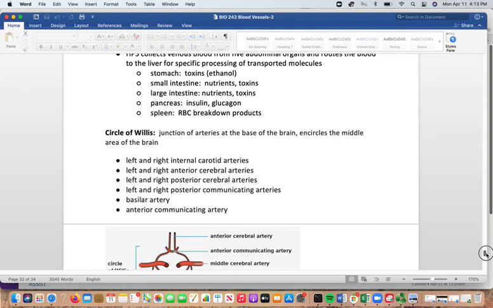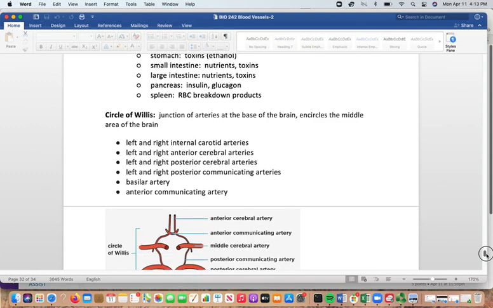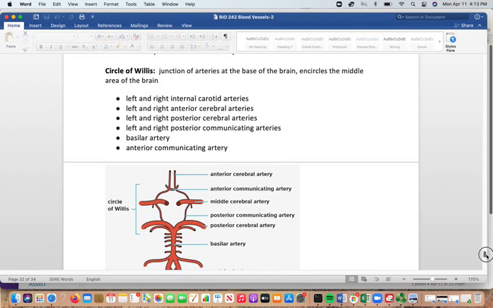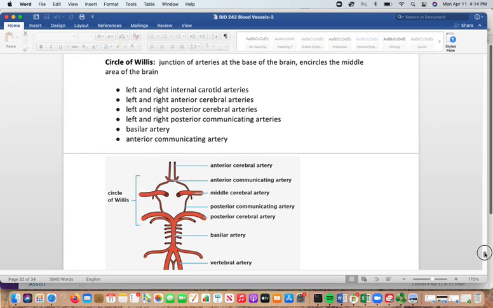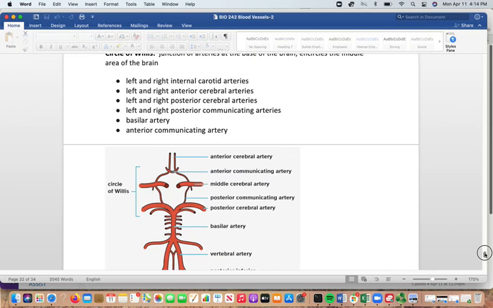The circle of Willis is important in the brain. This is the junction of the arteries at the base of the brain that encircles the middle area. You've got multiple anastomoses here that help to ensure blood flow. You'll have left and right internal carotid arteries that come in. You're going to have left and right anterior cerebral arteries, left and right posterior cerebral arteries, left and right posterior communicating arteries, basilar artery, and an anterior communicating artery.